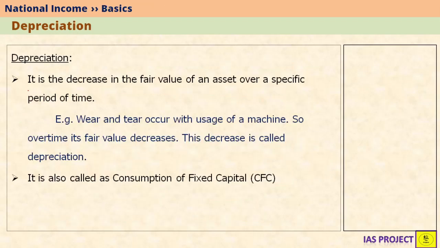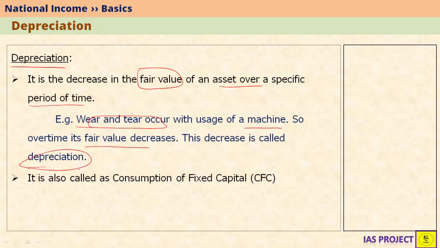Let's look at what depreciation is. Depreciation is nothing but decrease in the fair value of an asset. And such decrease in fair value occurs over a period of time. Why does this decrease occur? Because mainly of wear and tear that occur with the usage of machines. So over time, the fair value decreases, and this decrease is called as depreciation. In the terms of economy, depreciation is often called as consumption of fixed capital. There is a small difference, however, between depreciation and consumption of fixed capital. Consumption of fixed capital is preferred to depreciation.